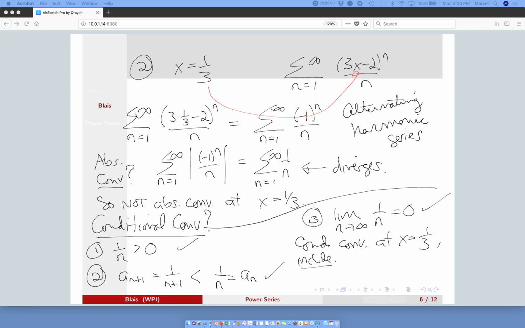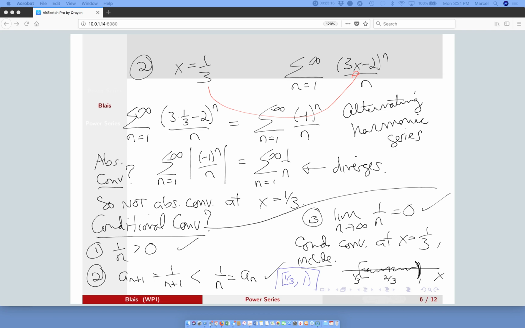Which means the final answer for the question is our interval of convergence excludes x equals 1, but includes x equals 1/3. So we're drawing a square bracket at x equals 1/3, but a round parenthesis at x equals 1. So our answer is [1/3, 1). That's our interval of convergence.